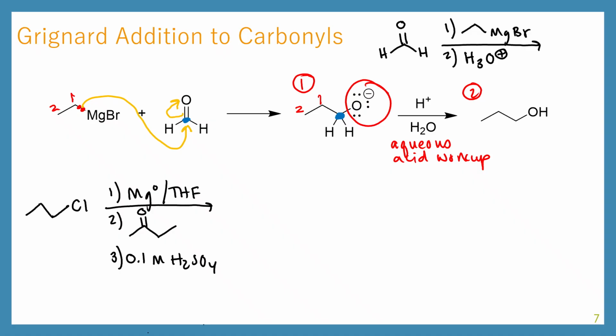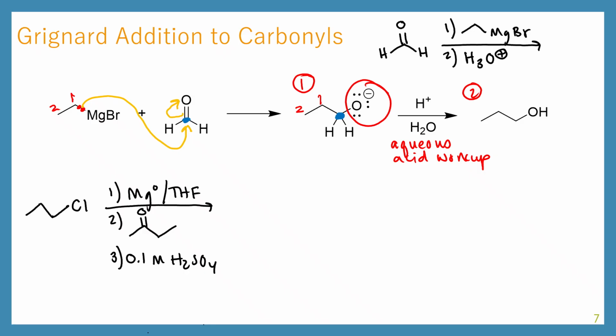Right, we've seen this before, that there are a lot of different ways to indicate acid and water. I could give you H plus and H2O like I did up here. I could give you H3O plus. I could give you H2O and sulfuric acid. I could give you 0.1 molar sulfuric acid, right? Anything that indicates that there is a proton source.